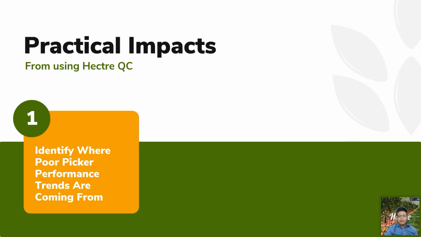So some practical impacts of having a digital QC out in the field is identifying where poor picker performance trends are coming from. Being easily able to identify teams that are struggling, doing a great job, and comparing them to each other is one way that the digital QC on the field really has an impact on improving those picker performance trends, whether that's cosmetic, picker damage, pest, and disease. The digital QC on the field really helps identify that.